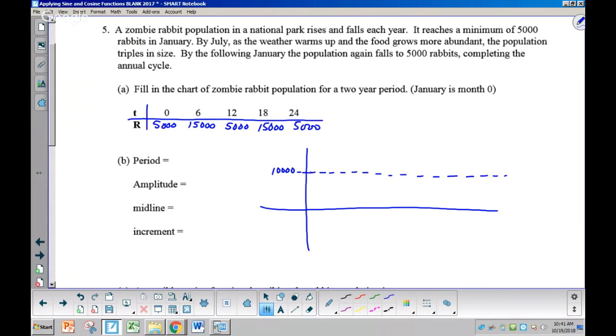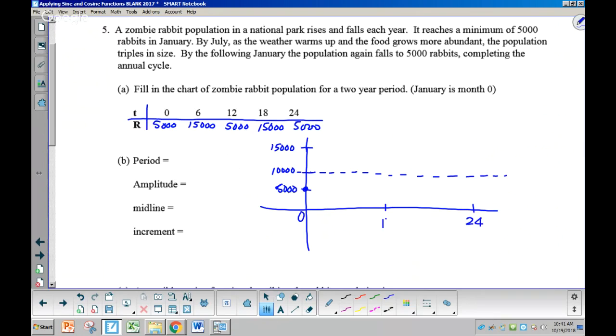And now I'm going to plot my data. We have 15,000 as my high spot and 5,000 as my low spot. I understand that this is not to scale, but this is just to help me get my curve named or give it an equation. So at time equals 0, we're starting at 5,000. I'm going to go from 0 here to 24.